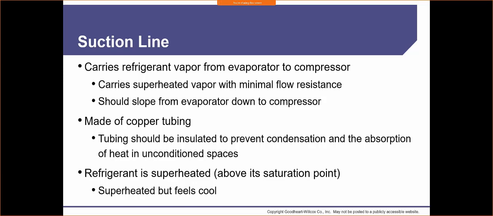Okay. Suction line is made of copper. We talked about that. We don't want any aluminum lines. Stainless steel is okay too, but that's really for the commercial setting, especially dealing with something like ammonia. And the tubing is insulated to prevent condensation and the absorption of heat in unconditioned spaces. So, like I said, we want to keep insulation on there. If the insulation is broken, we're going to put new insulation on there.